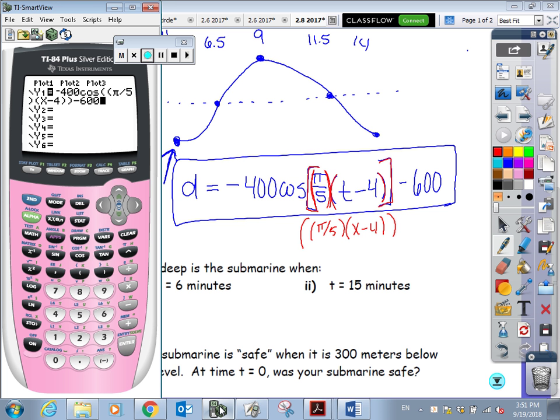So we want to find t equals 6 minutes and 15 minutes. Well, there are different ways you could do that. You could go to your blank screen. What I like doing is going to my table, the table of values right there, and going down to t equals 6.